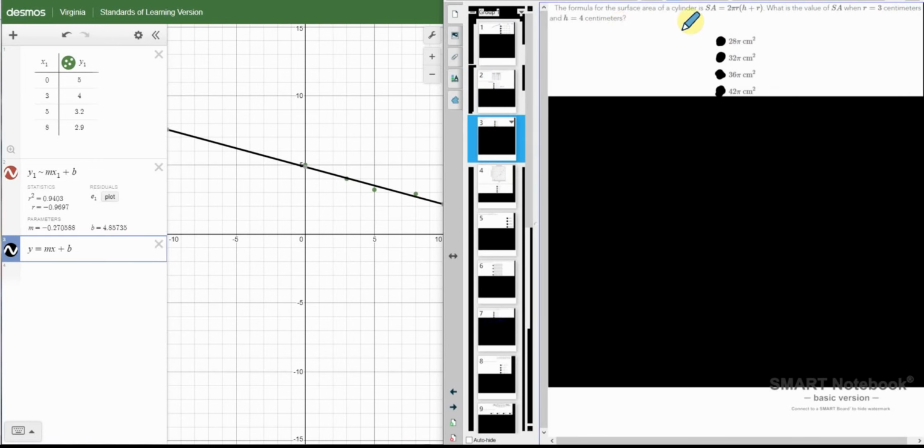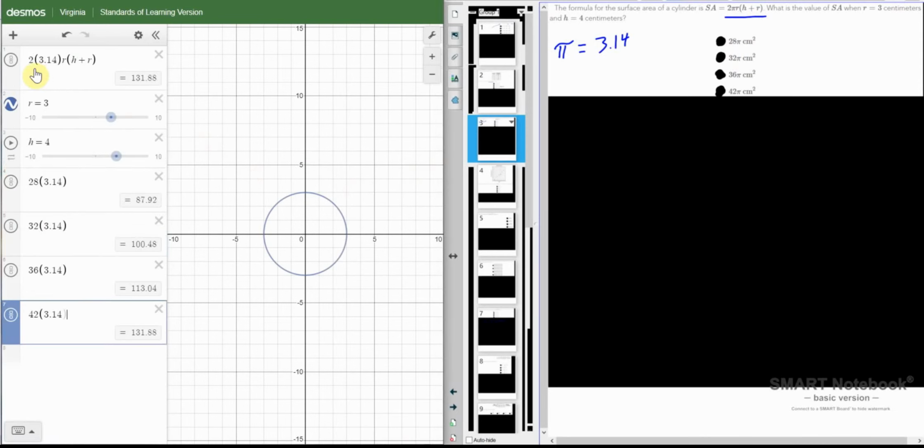All right, next one. Formula for the surface area. What is the value of surface area when r, that's the radius, is 3 and h, the height, is 4? In this problem for pi, so that we don't have to go looking for the pi key, and most of you guys are comfortable with this, I'm going to be using 3.14. So when you see my formula typed in, I'm going to have 3.14 for pi. Here I'm going to have 28 times 3.14 and so on. So here you go. You can see here's the formula, 2 pi r h plus 2 pi r squared, just like I said, with 3.14 for pi.